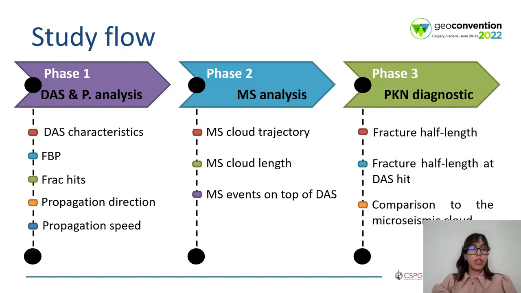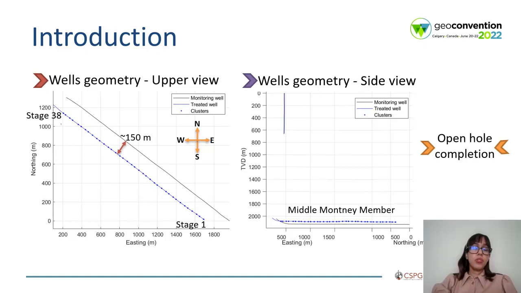The first phase of the project is the analysis of the low-frequency DAS data and the pumping information. We are going to look at DAS strain fronts, characteristics, and fracture characteristics like formation breakdown pressure, frac hits, propagation speed, and propagation direction. In the second phase, we are going to analyze the microseismic clouds to obtain their trajectory and length, and we are also going to compare microseismic events location and timing to the low-frequency DAS data. For the final phase, we are going to use the PKN model to compare the previous results with this as a validation tool.